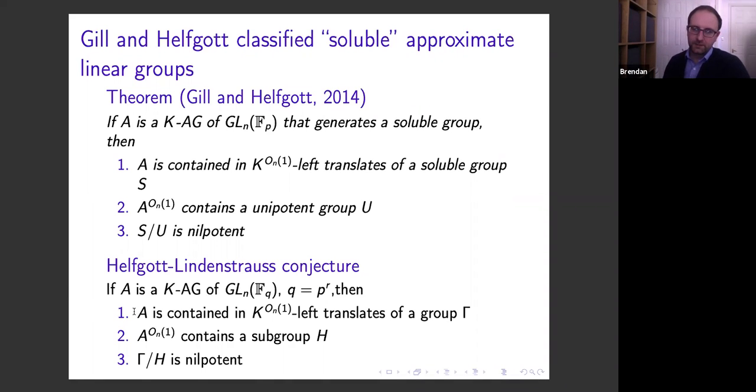So first, you have to account for a bit of noise. There might be some translates that don't cause a lot of growth. So you could remove a bit of noise, and then after you do that, there should be some subgroup that you can generate very quickly, so that the quotient of this denoised group by the subgroup you generate is nilpotent. And then essentially a k-approximate group should be finite by nilpotent.